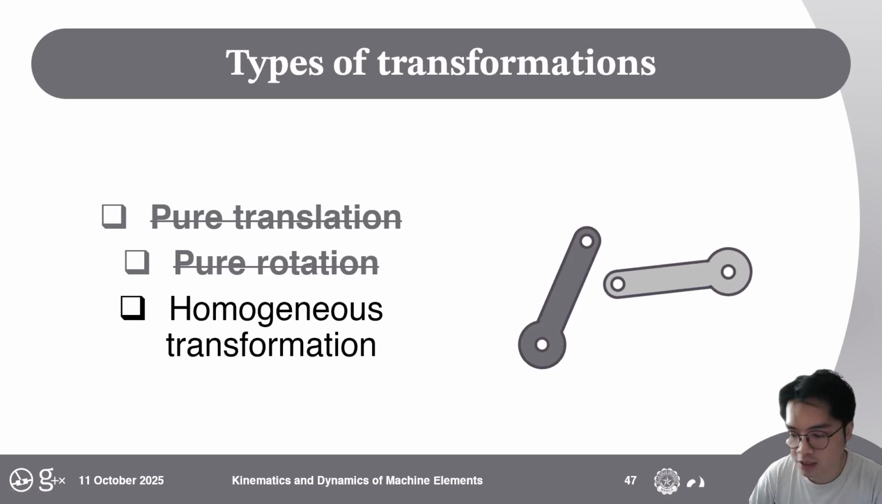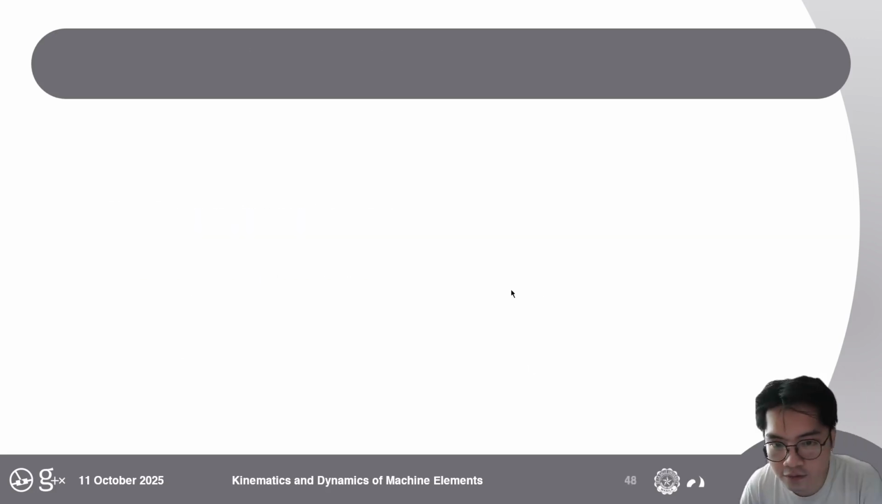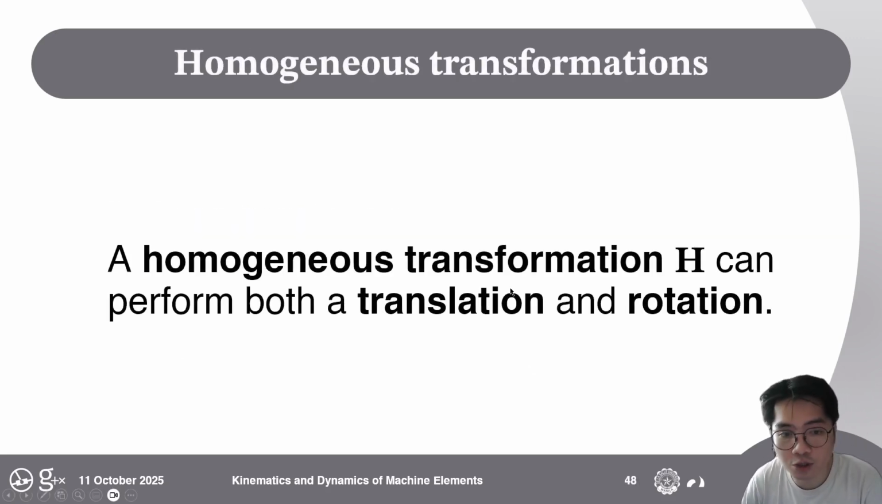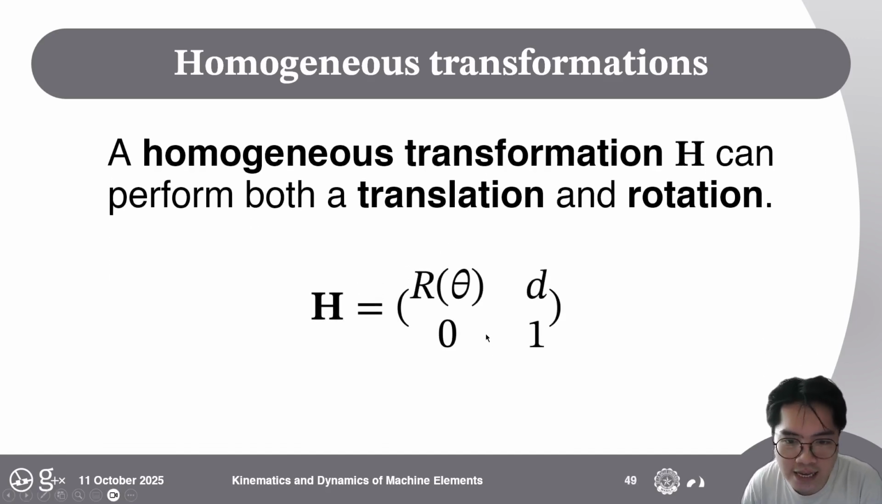How does that happen? That is what we call a homogeneous transformation. A homogeneous transformation basically can perform both a translation and rotation, but you're going to have to perform a little bit of mental gymnastics to be able to use it. More specifically, it's going to look like this. It doesn't seem very scary until you remember that your R theta in here is a matrix, and your displacement here is also a matrix. So this is going to be a little bit bigger than what you originally see in here.